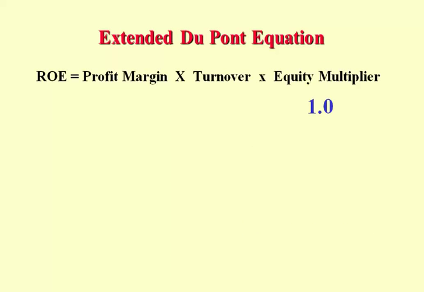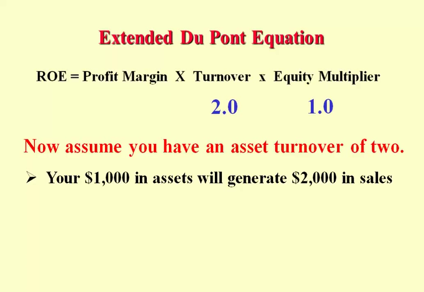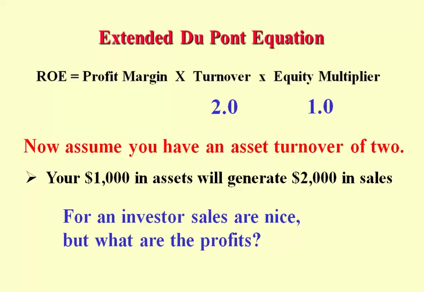With an equity multiplier of 1, the next question we're going to ask is, what do we have in the way of an asset turnover? Now assume we have an asset turnover of 2, and recall our asset turnover measures how efficiently or effectively we are at using our assets to generate sales. We had $1,000 in assets. If we have an asset turnover of 2, that means that each year we'll be able to generate $2,000 in sales. Now for an investor, sales are nice, but what's really important is what our profits are.